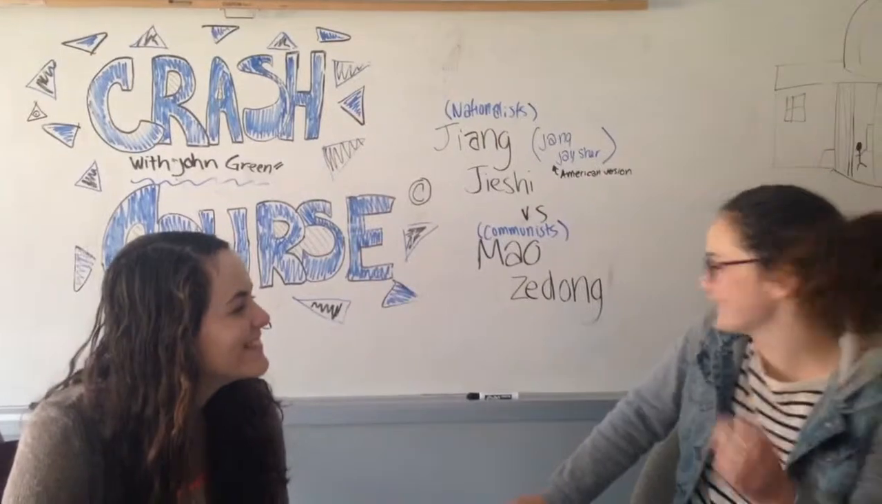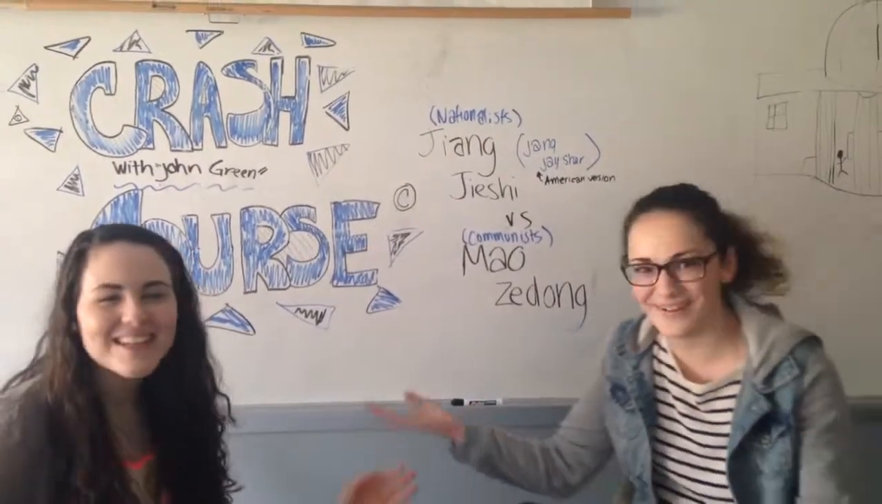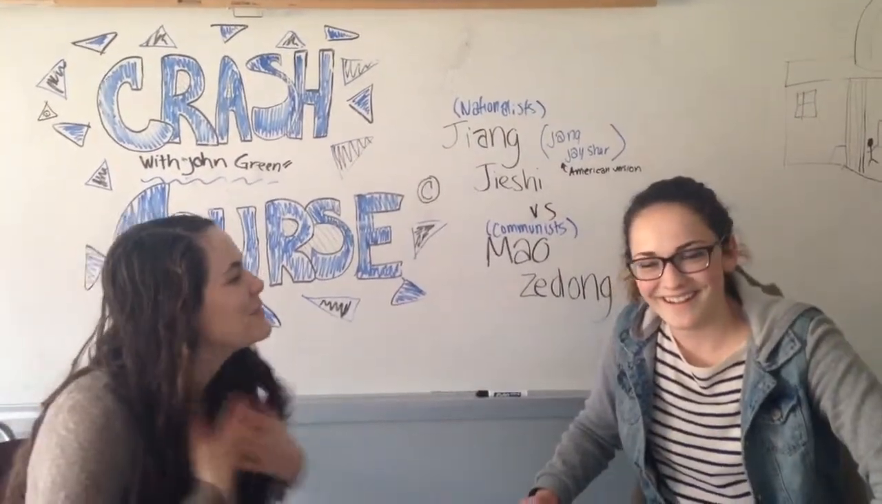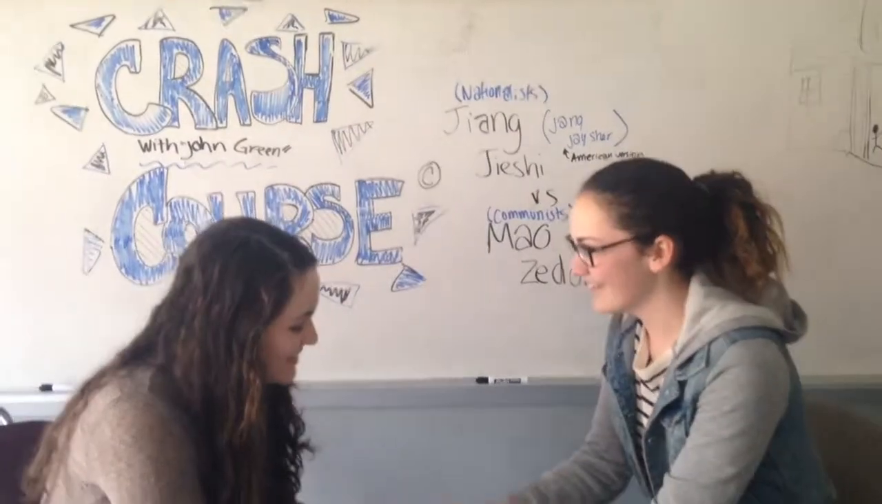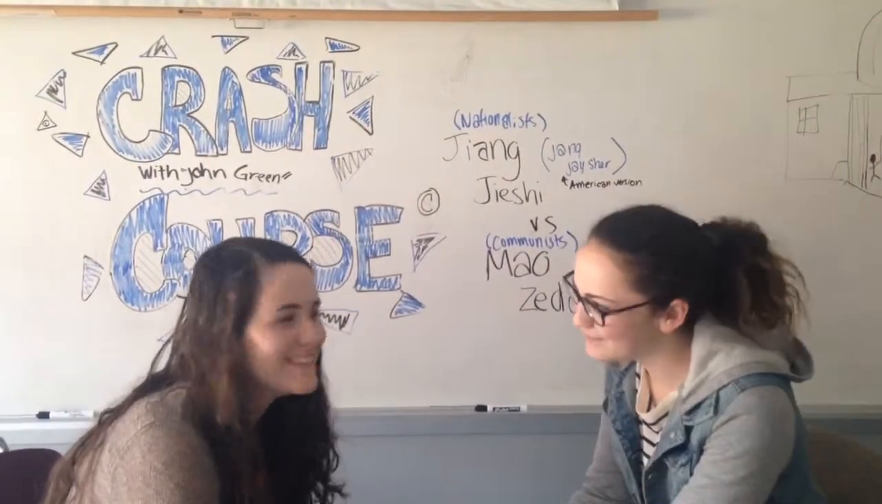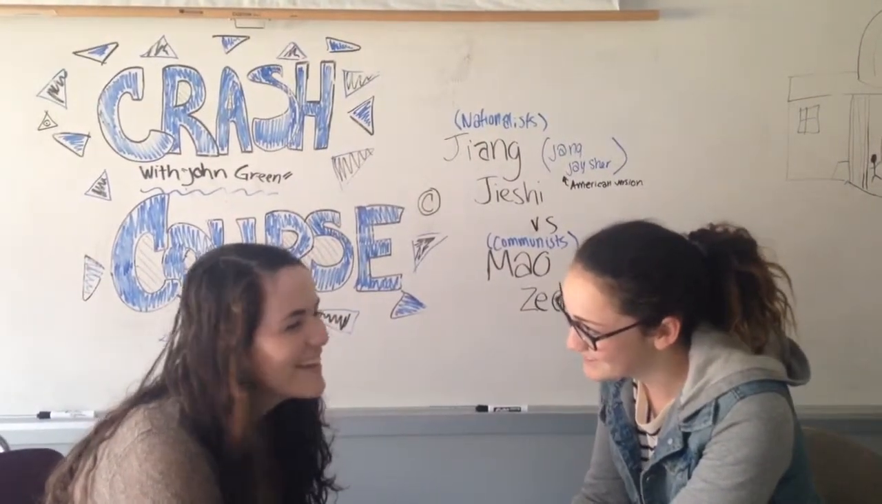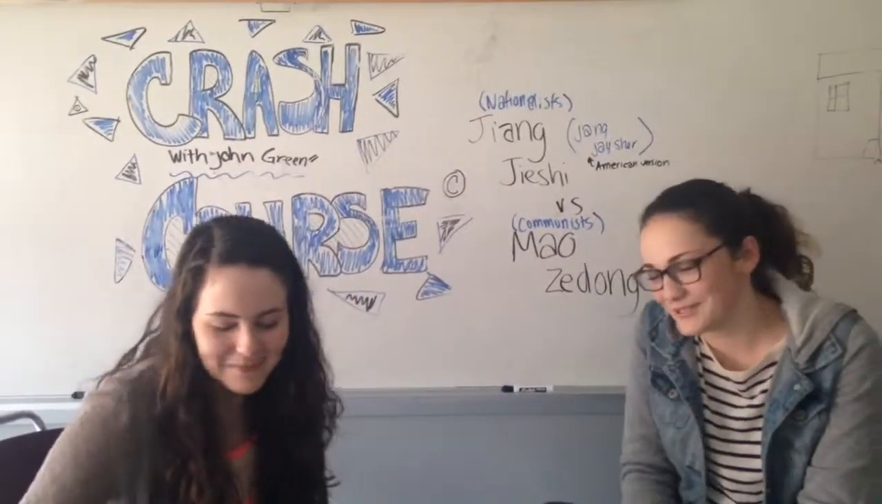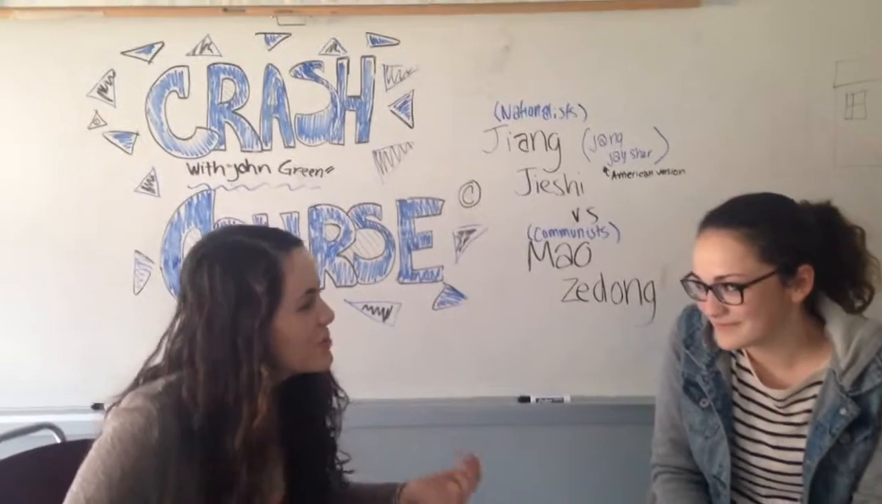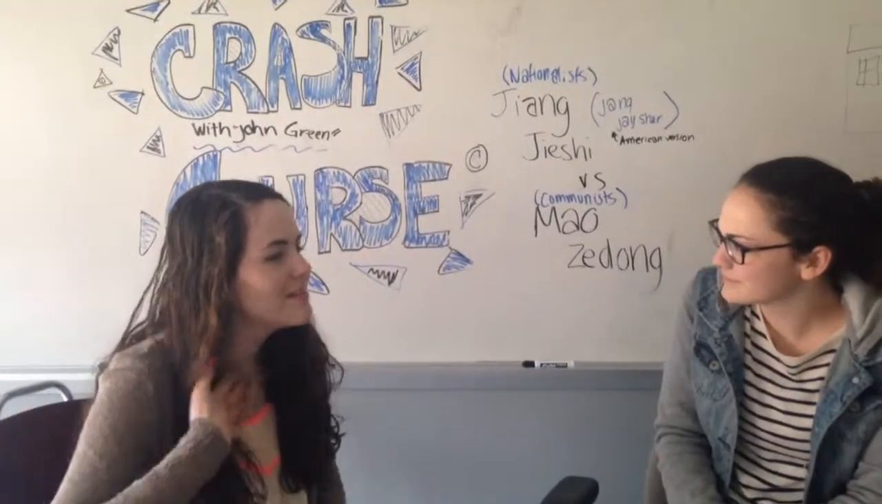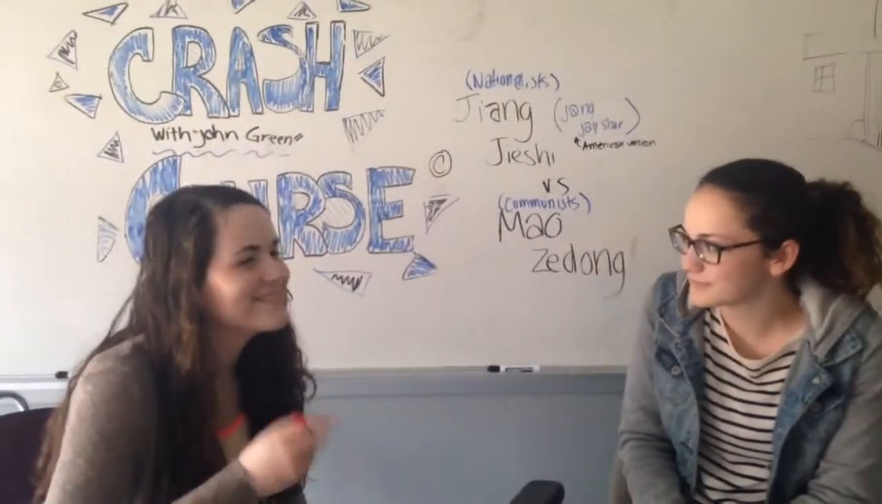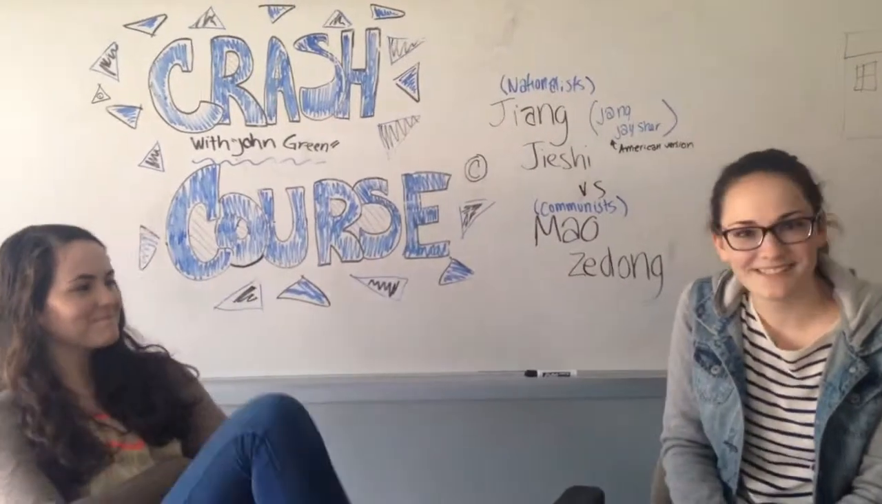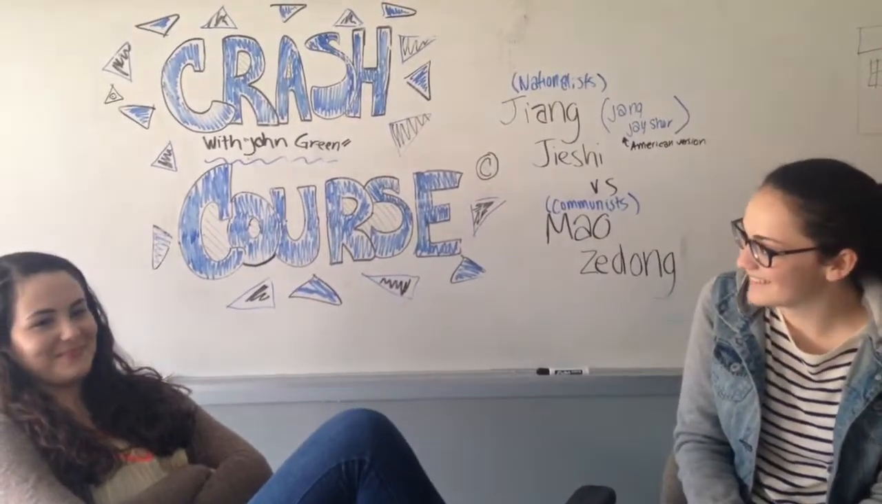Oh, hey Mao Zedong, I was just thinking about you. That's so weird. I was just thinking about you, John Green. Do you mind if I ask you a few questions? Sure thing. Tell me a little bit about yourself. Well, I used to be a peasant. I didn't come from a wealthy family. I see. Anything else you'd like to add?